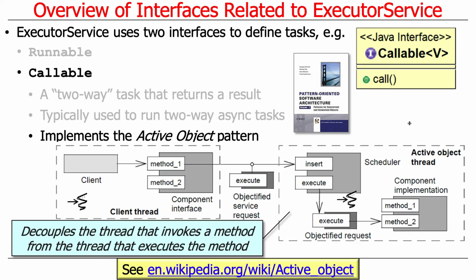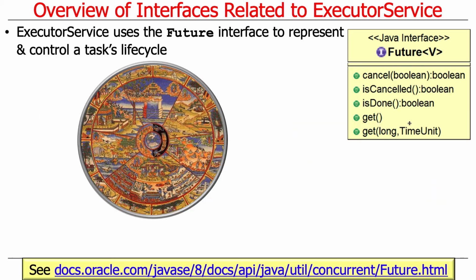Callables are used to implement another pattern. Remember, we talked about runnables and how they're used to implement either the command pattern or the command processor pattern. Callables can be used to implement the active object pattern, which is another pattern. This one is from the POSA 2 book, Pattern-Oriented Software Architecture, Volume 2, that I wrote about 20 years ago. And this talks about a pattern that decouples the thread that invokes a method from the thread that executes the method. And one of the cool things about the active object pattern is you can actually get results back. You don't just do one-way calls.